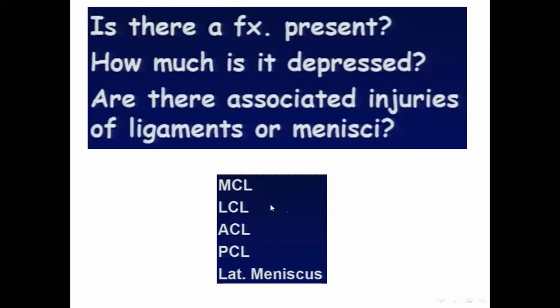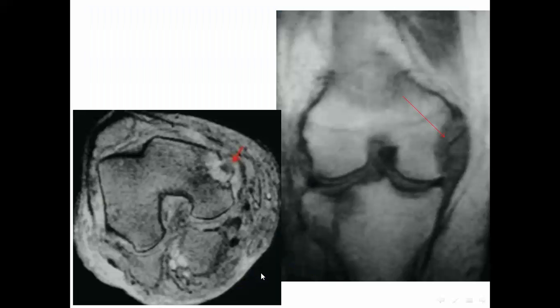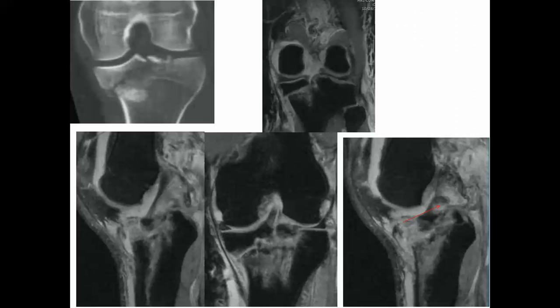And this is a list to search for: the medial collateral ligament, lateral collateral ligament, anterior cruciate, posterior cruciate, and the lateral meniscus. Here we have a fracture, and we have indefinition of the collateral ligaments, and there is the depression fracture, split fracture at the tibial plateau, and here there is interruption of the collaterals. So the MRI can show the whole thing, both soft tissues and bony.